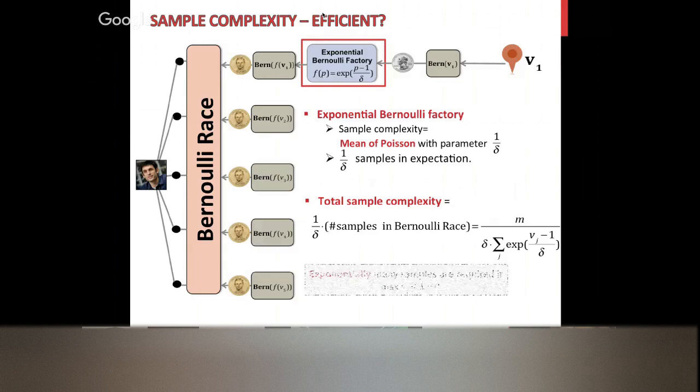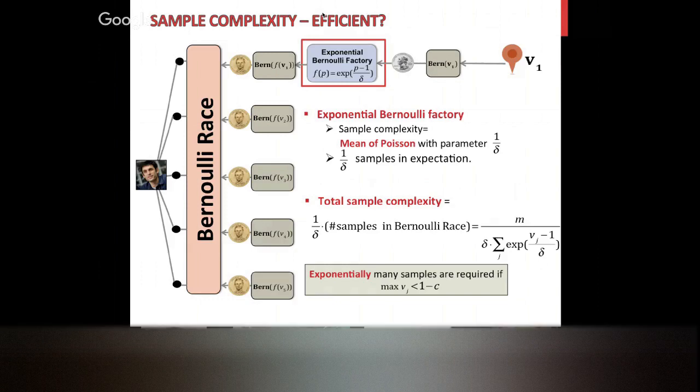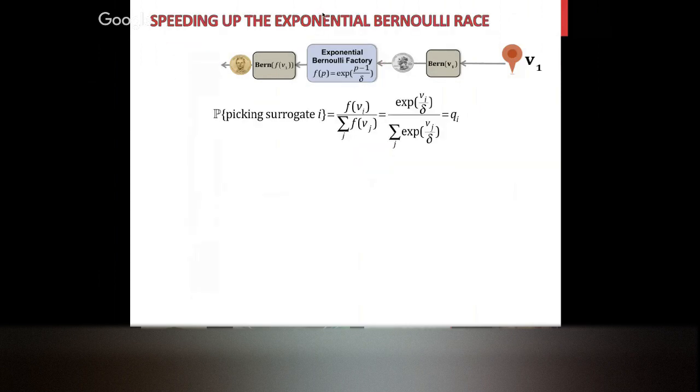And now, if the maximum of these values is far from 1 by a constant, then this is going to be exponentially big. So the bad case happens when all of these values are small. If all of these values are small, this can be exponentially big. Now the question is, suppose all of the values are small. What can you do? So we do some pre-processing. This is coming from an interesting property of the exponential distribution.